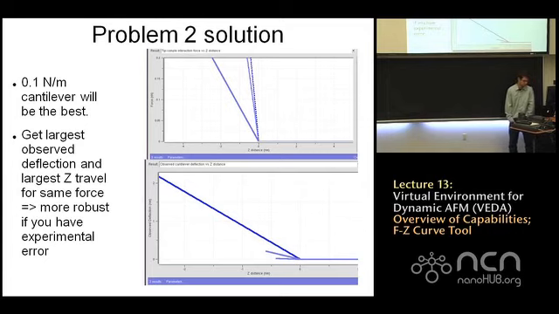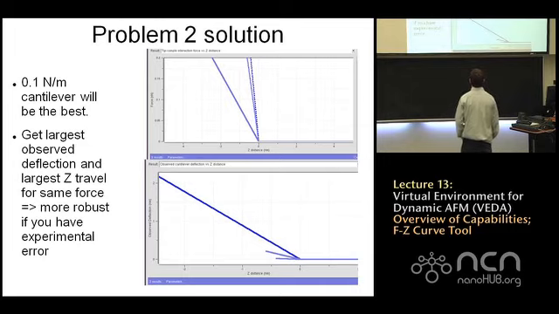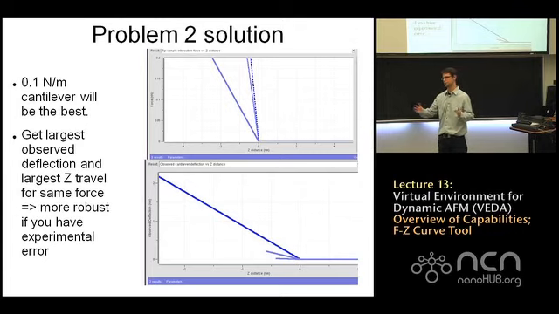Here's a solution for this problem. We did 3 different simulations, and the result is that the softest cantilever, the 0.1, is going to be the best cantilever. That allows us to move more distance without exerting much force on the sample. If we look at the curves, we imagine experimentally we're going to be acquiring data points at each z. We'd like to be able to move more z without exerting so much force on the sample.